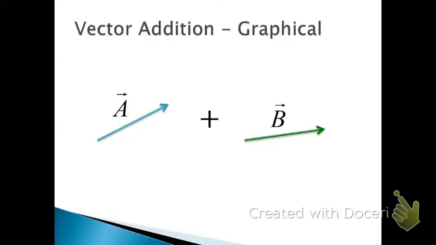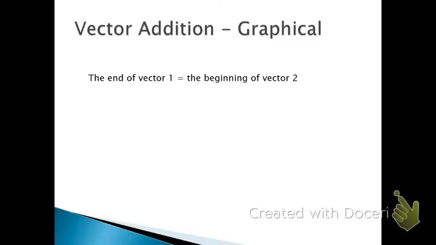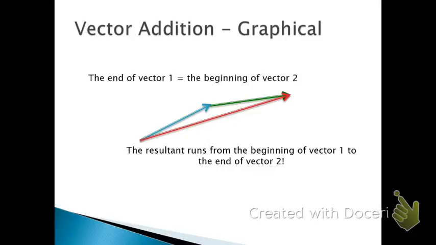All you got to do if you want to add things graphically, just to see what it looks like, is take your first vector, then move the second vector you want to add to it so that the end of vector 1 equals the beginning point of vector 2. You just stack one right after the other. Then a straight line that connects the very beginning of vector 1 to the very end of vector 2, there's your resultant.